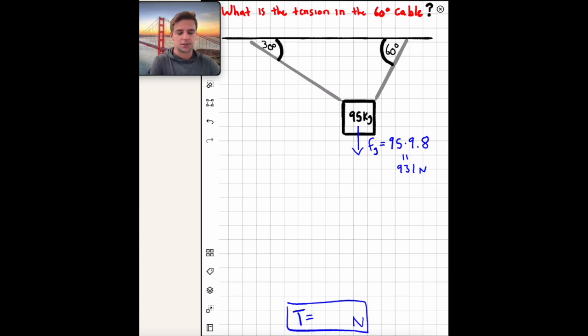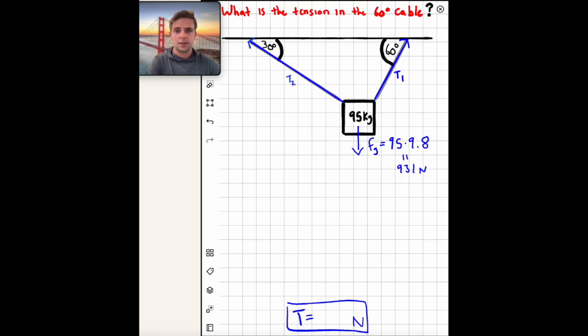There are two other forces acting on this block. You can probably guess what they are. There's the tension force in this 60-degree cable. That's the force that we're trying to figure out. We're going to call that T1. You can call it whatever you want. And there's the tension force acting in this 30-degree cable, and we're going to call that T2.